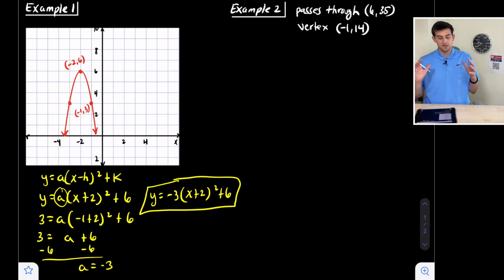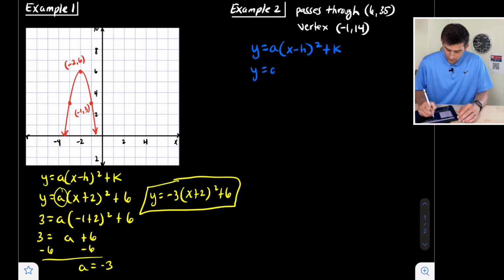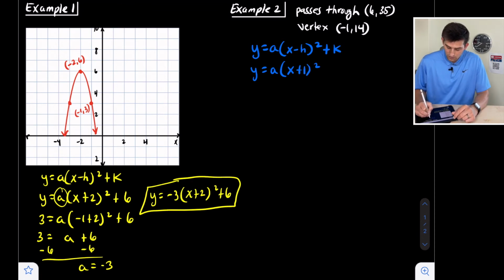All right, so for example number 2, we have a parabola that passes through a point, so we have a point that's on our parabola and we have the vertex. So we're going to start off the same way. We're going to say y equals a times (x minus h) quantity squared plus k. And we're going to go ahead and plug in our vertex. So we have y equals a times x, and now our x value of our vertex is negative 1, so same kind of thing there. Minus negative 1 would be plus 1 squared, and then plus 14.